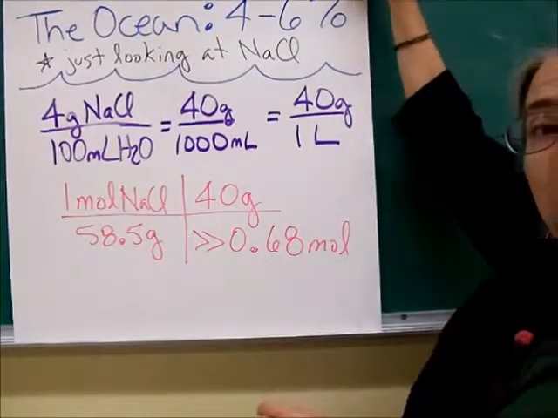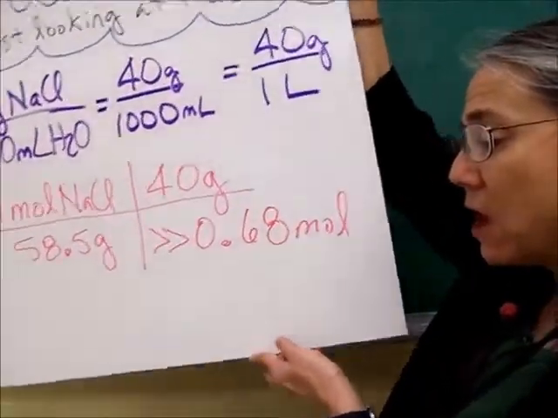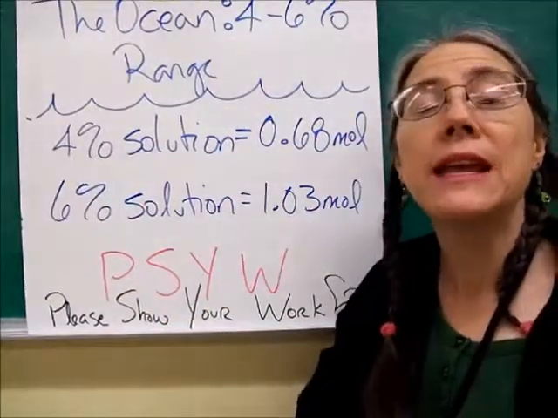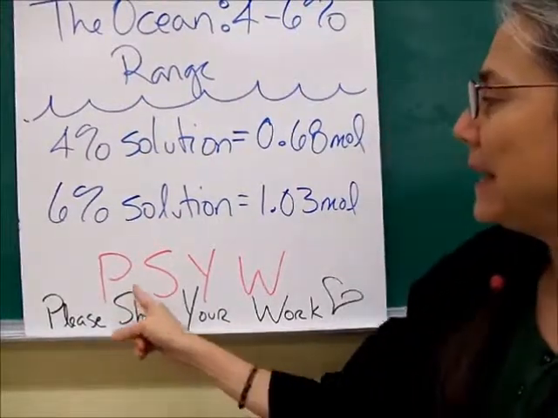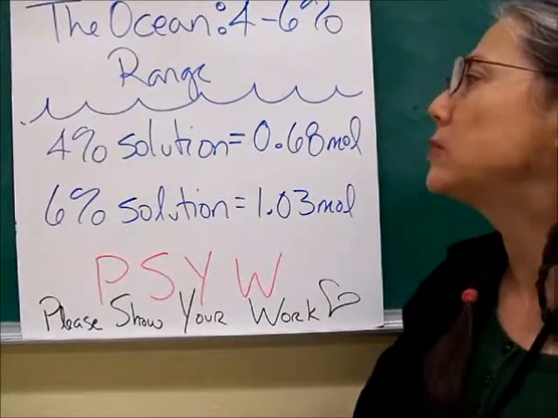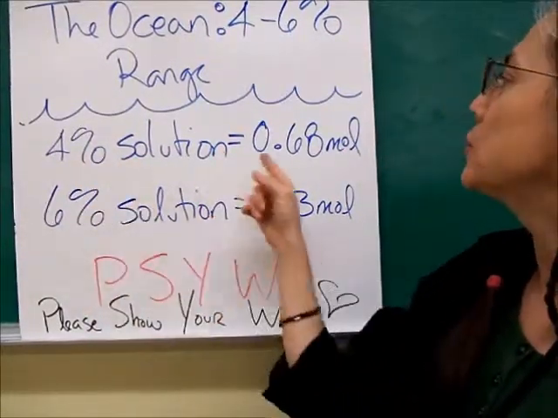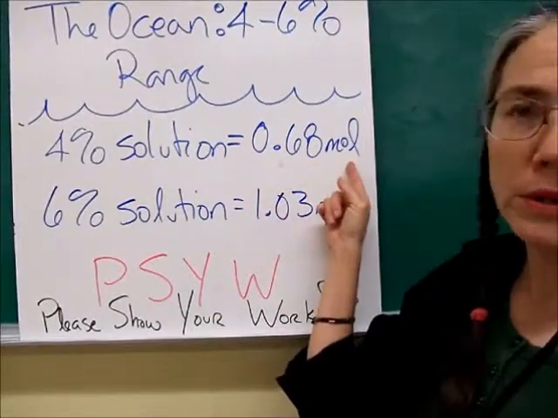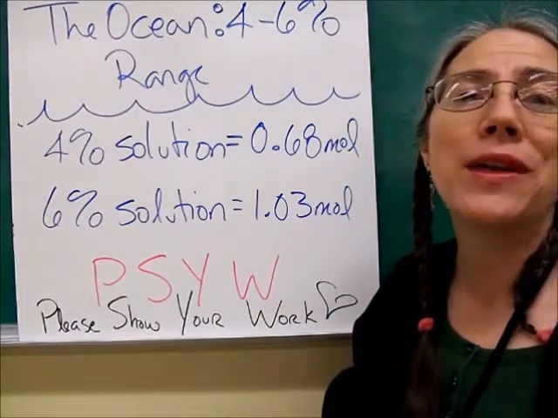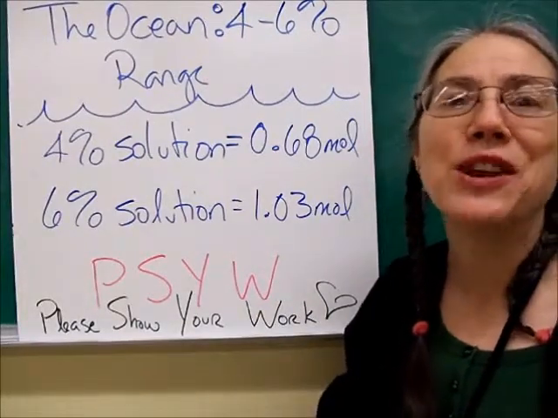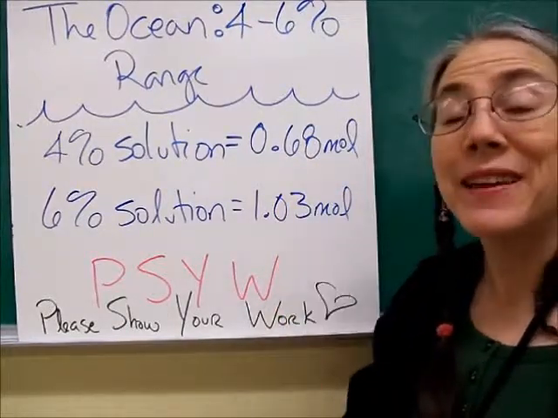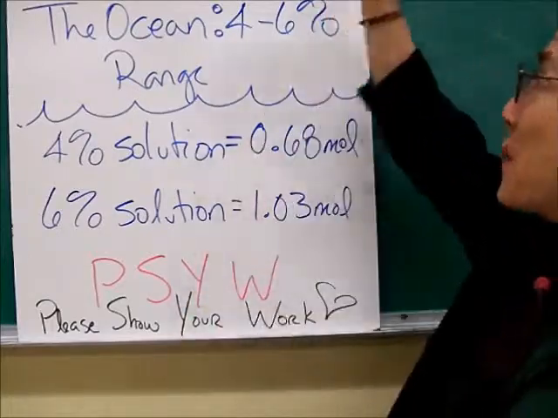Now, I'm not going to do the math for you on the 6% solution. You have a little sheet that you can write that down on. But I will tell you the answer so you'll know you're right. Please show your work. I'm not kidding. Please show it. So if a 4% solution was 0.68 moles, a 6% solution is 1.3 moles. And so we know that the molarity range of the ocean is between 0.68 and 1.3 molar. Isn't that interesting? Things you need to know.